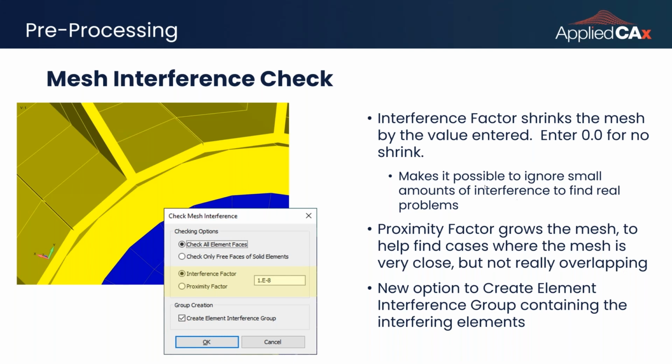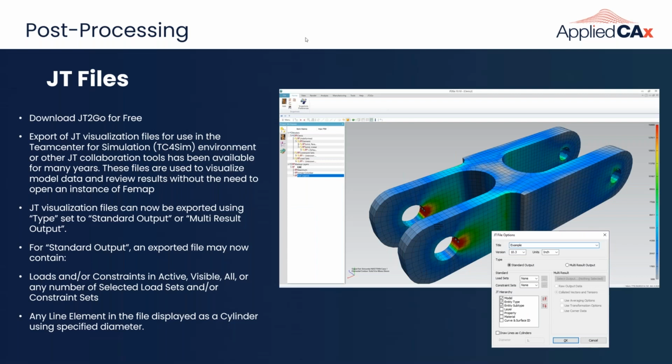The last thing I want to get into today is the JT files. JT is a common file format, and it's something that's been supported for quite a while by Femap, but they've added updates to it, which make it much nicer. So the broad overview of this is it's a 3D file. You can download the viewer for free, so you can share your analysis data with people, and they don't have to have Femap, or they don't have to use an instance of Femap.